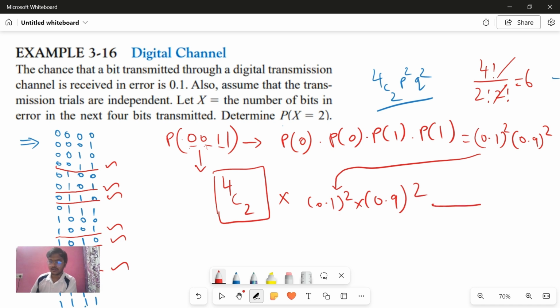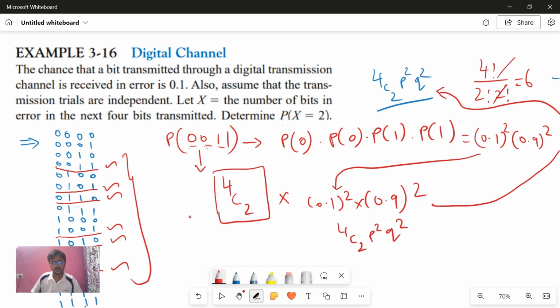Can you see how the formula came? This is nothing but 4C2 p square q square. This is why the binomial distribution came from the binomial theorem, the arrangement. Whenever the number of trials n is given, here n is 4. Out of 4 trials, you want 2, sorry, trials means bits here. Out of 4 bits, 2 bits should result in error. What are the possible combinations? It's just 4C2, so there are 6 total combinations in which 2 will result in 0. That is what I've done here, the 6 combinations. This 6 is nothing but 4C2.